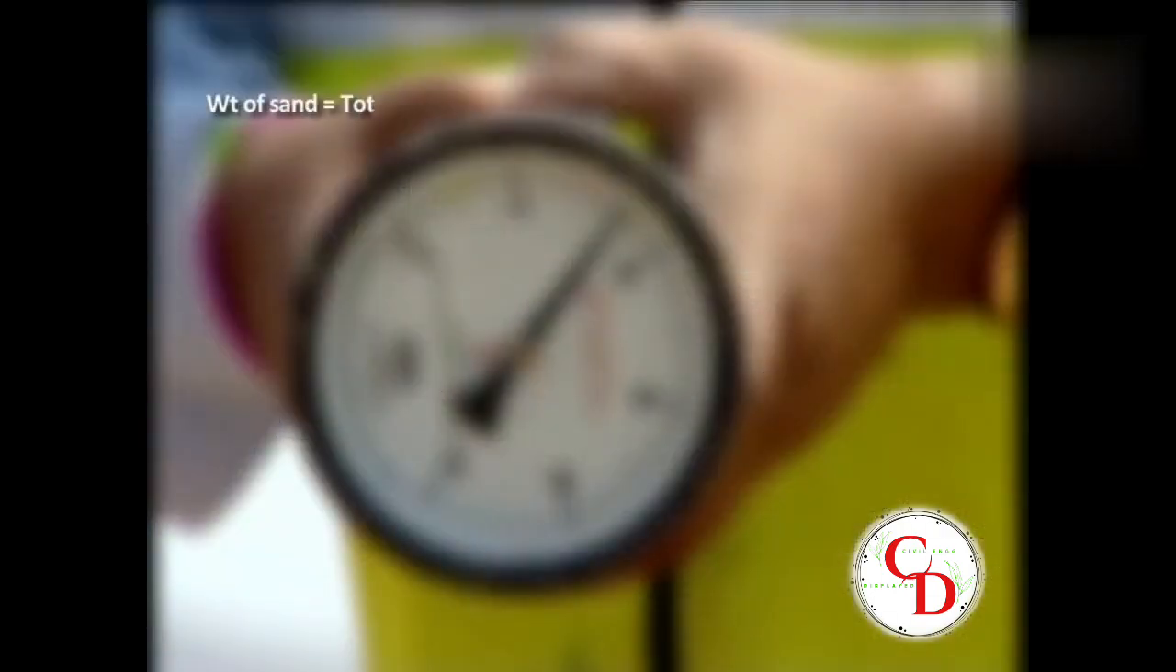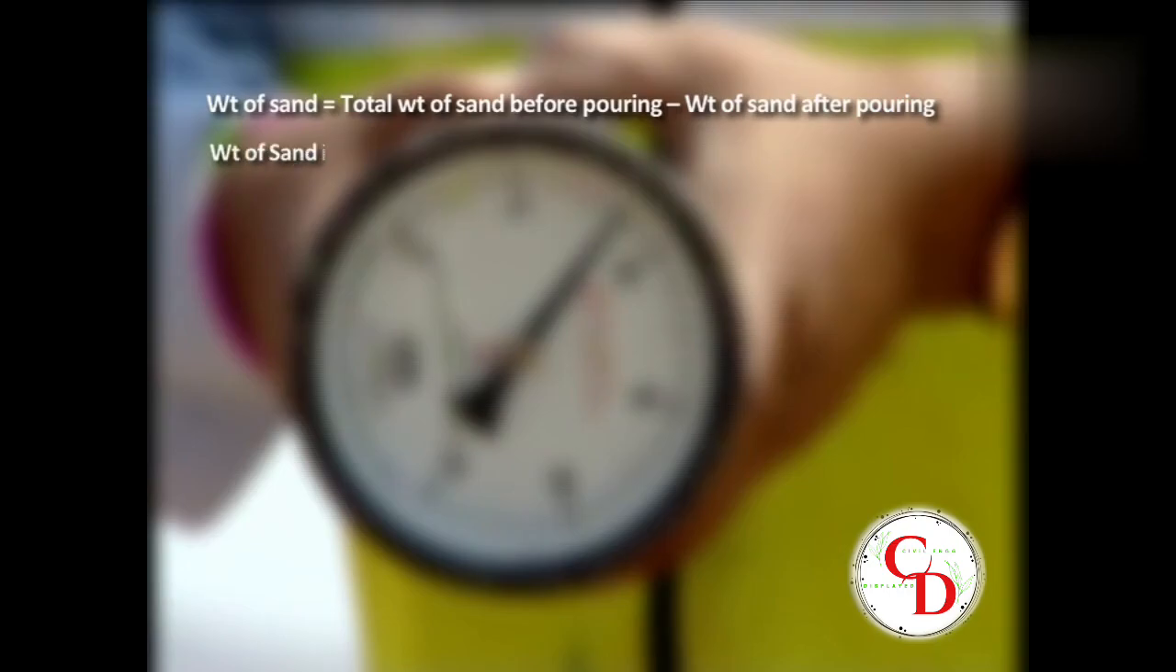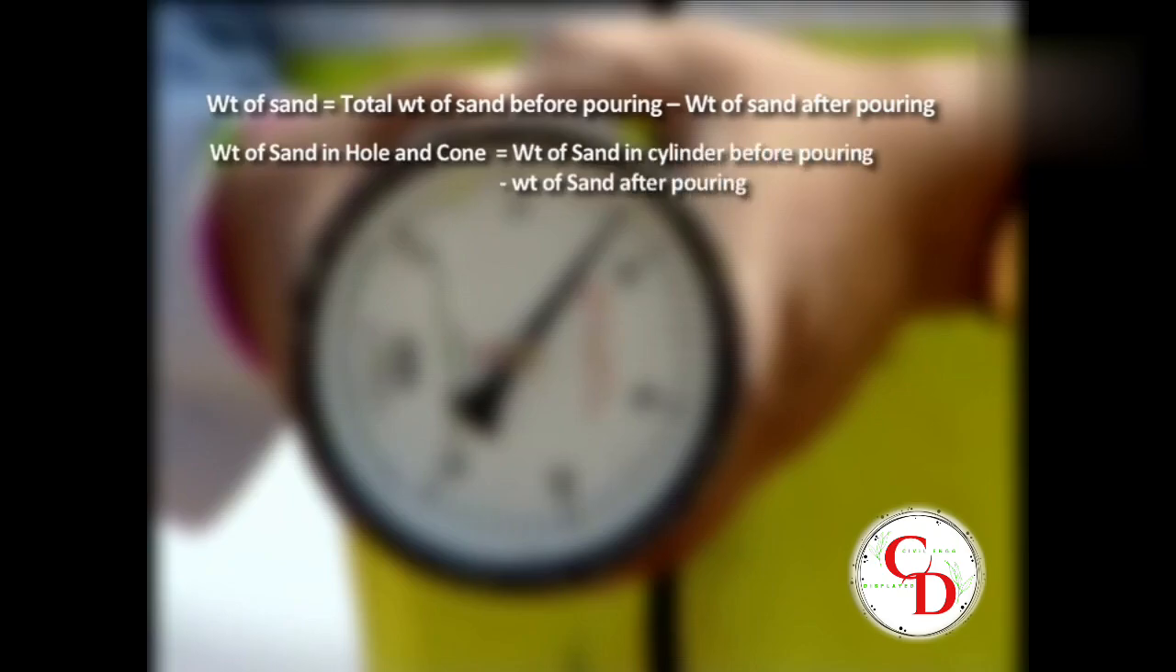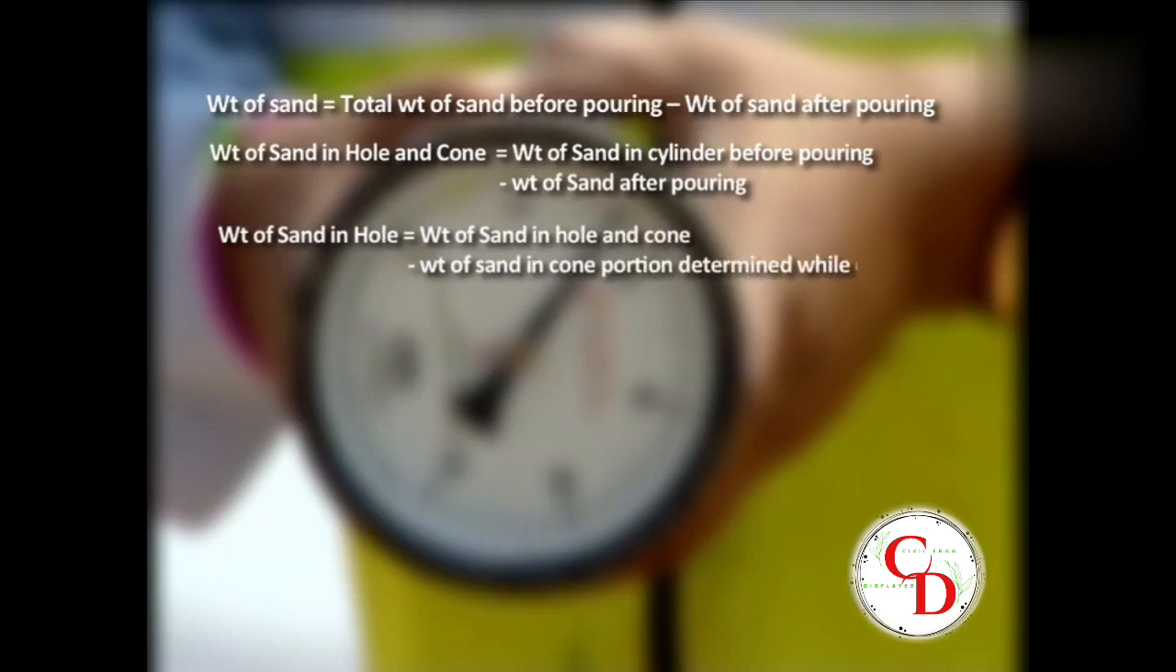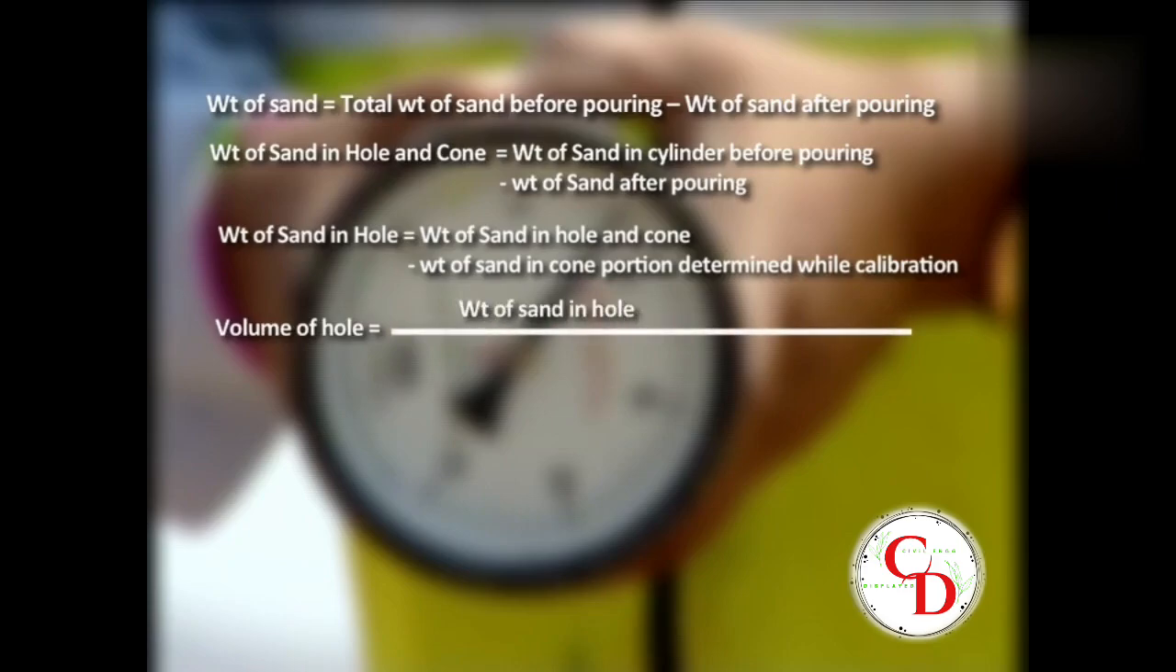Weight of sand is equal to total weight of sand before pouring minus the weight of sand after pouring. Weight of sand in hole and cone is equal to weight of sand in cylinder before pouring minus weight of sand after pouring. Weight of sand in hole is equal to weight of sand in hole and cone minus weight of sand in cone portion determined while calibration. Volume of hole is equal to weight of sand in hole divided by bulk density of sand determined while calibration.